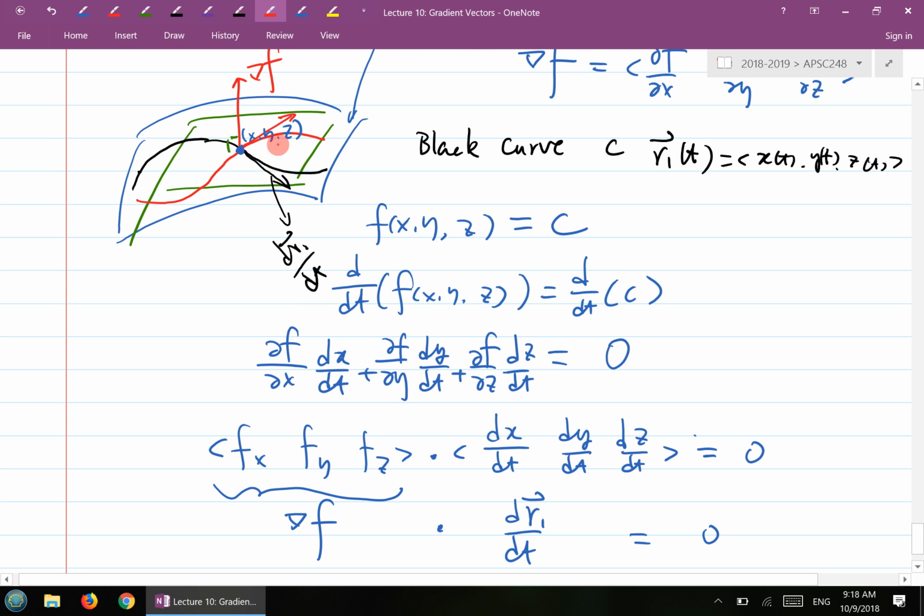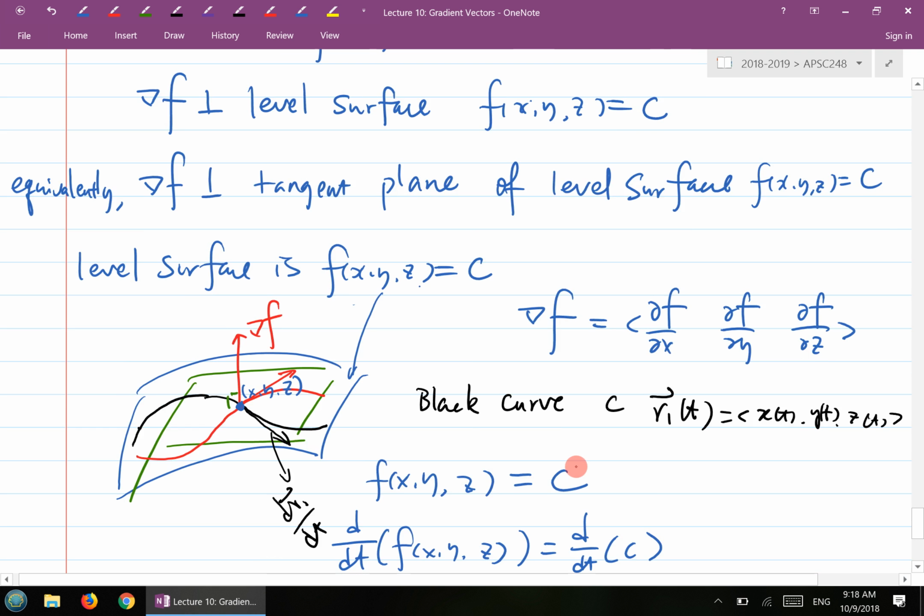And that naturally means, you see here, what plane contains all the tangent vectors? That's the tangent plane. If you draw a tangent plane, that plane contains all of the tangent vectors. So that means del f must be perpendicular to the tangent plane at that point on the surface. So that's the second part of the equivalent statement: it's perpendicular to the tangent plane of the level surface.